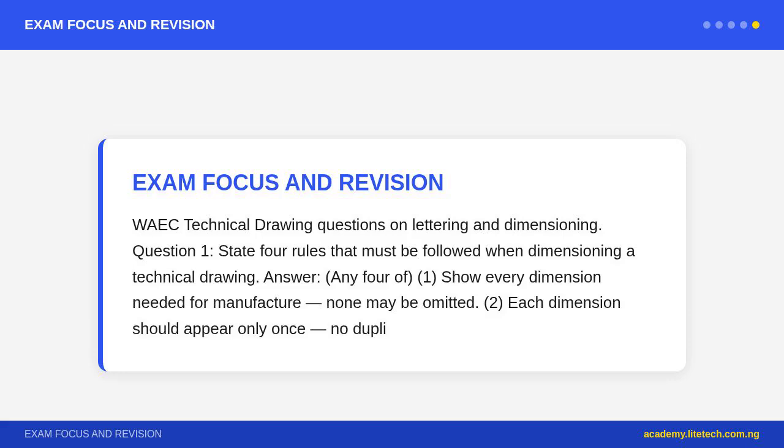Question 5. A dimension shows 75 plus or minus 0.25. State the upper limit, lower limit, and tolerance. Answer. Nominal dimension, 75 mm. Upper limit, 75 plus 0.25 equals 75.25 mm. Lower limit, 75 minus 0.25 equals 74.75 mm. Tolerance equals upper minus lower equals 75.25 minus 74.75 equals 0.50 mm.